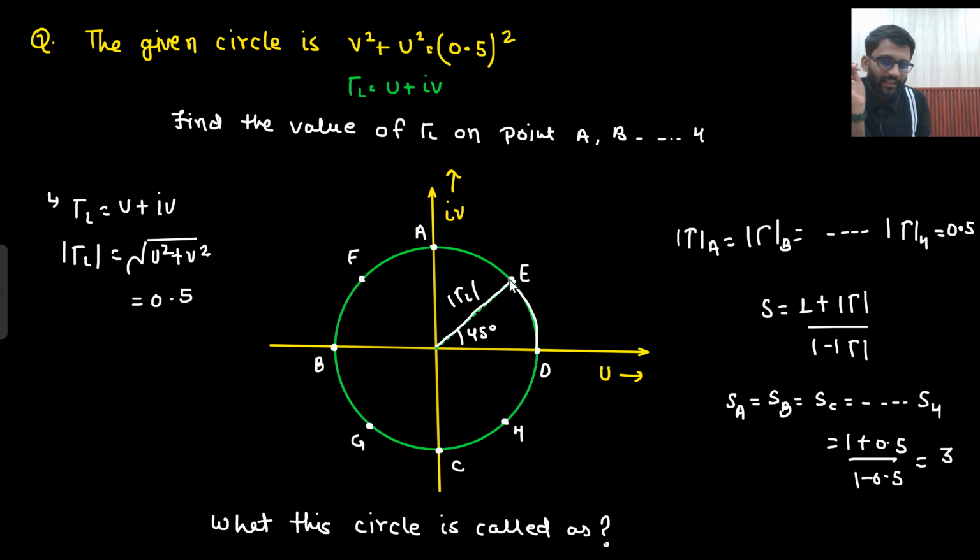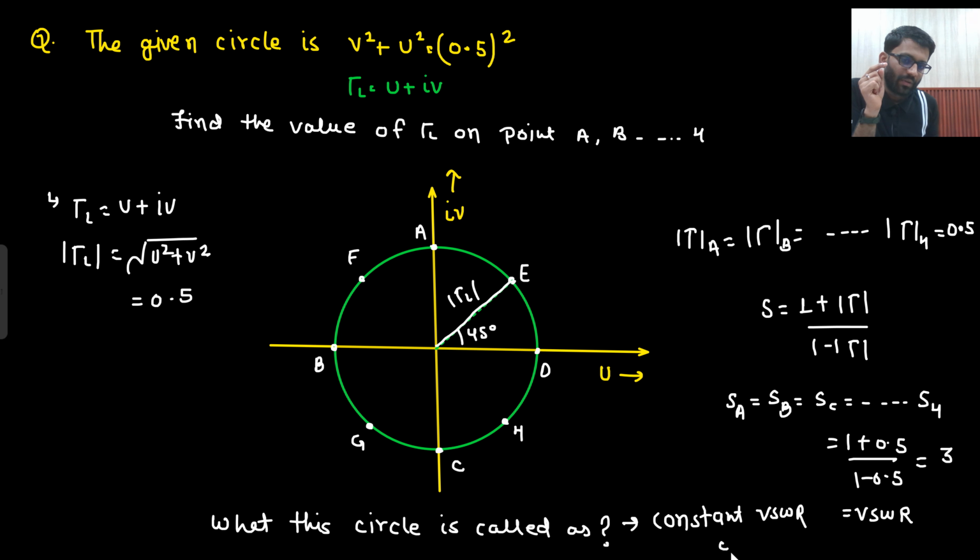So on this complete circle, what is the value of VSWR known as? Voltage standing wave ratio, or current standing wave ratio. On this complete circle, the VSWR is constant. So this circle is known as the constant VSWR circle.